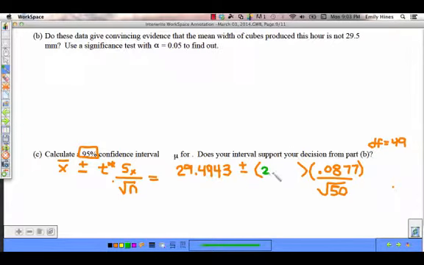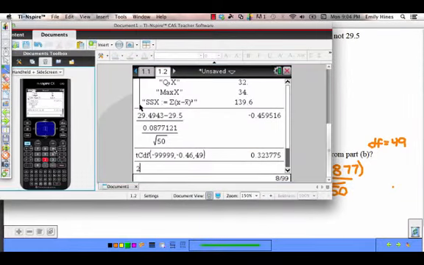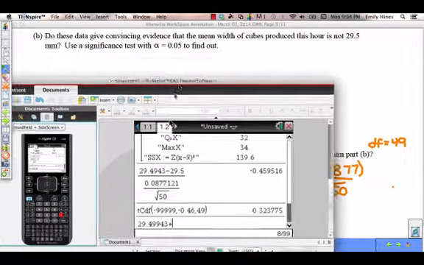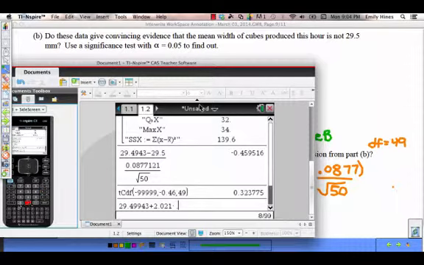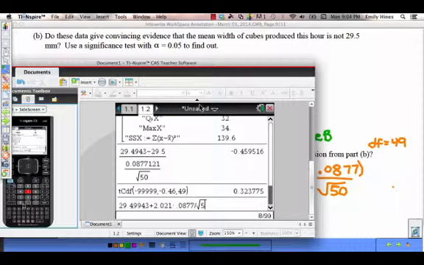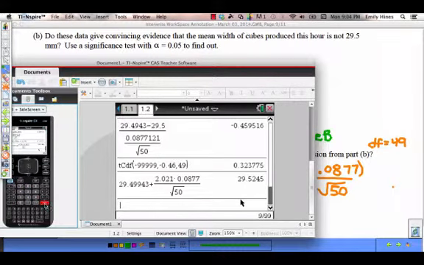So what goes here? Remember, this came from table B. And I'm going to actually type all this into a calculator and do the math. 29.4943 plus, okay, my 2.021 times my 0.0877 divided by the square root of 50, which was my sample size. And I hit enter. There's 29.52.